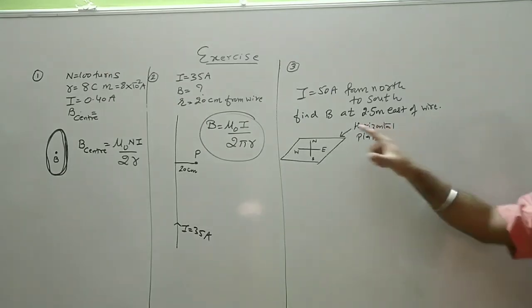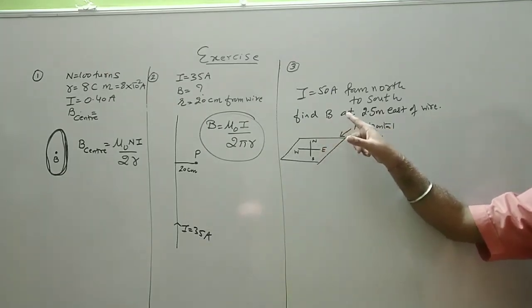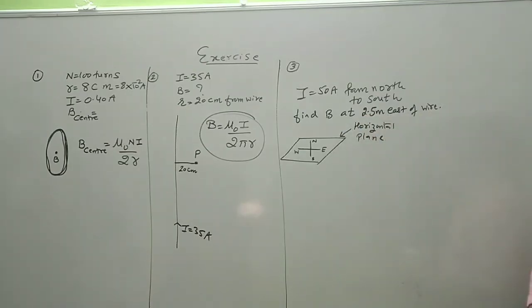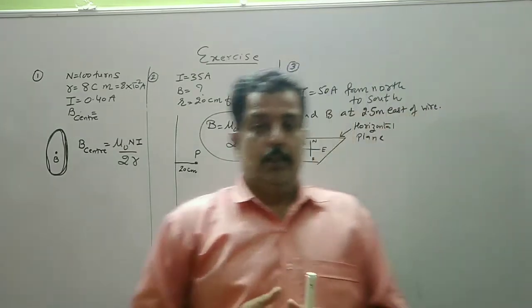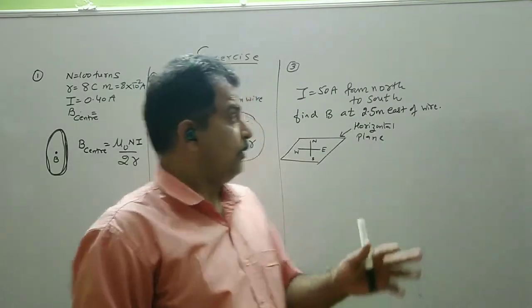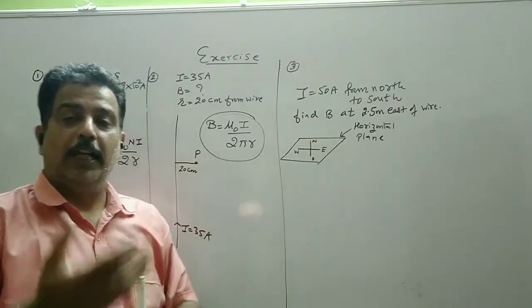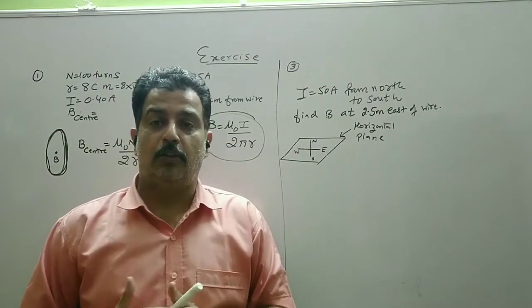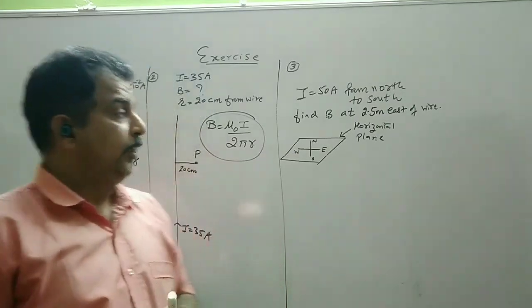You have to find out the magnetic field intensity at 2.5 meter east of the wire. Now in this situation, in the question, they have given you the directions. So while answering, we have to also give the direction of the magnetic field intensity.